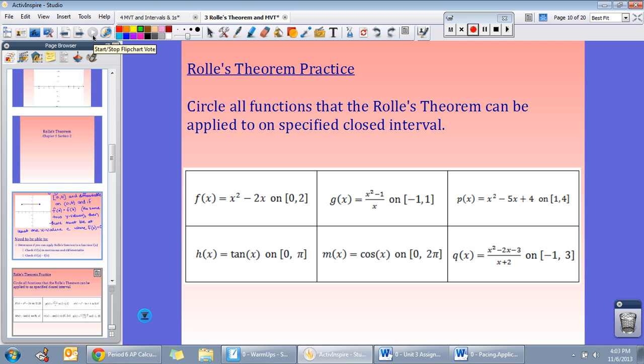Alright, we're going to circle all functions that Rolle's theorem can be applied to on the specified closed interval. If you've already been to class, you've been through this, but if you want to skip ahead, that's fine. Or pause here and try one on your own.